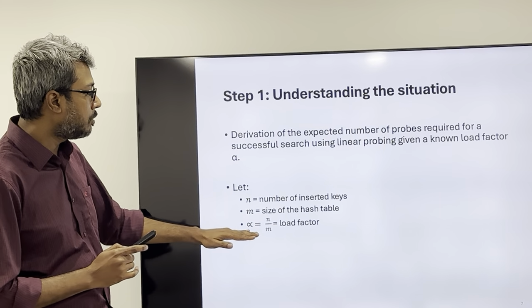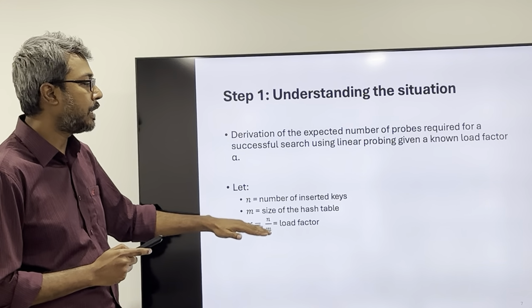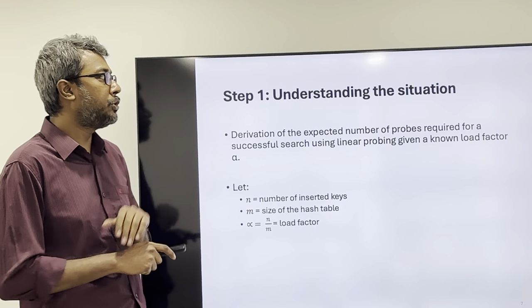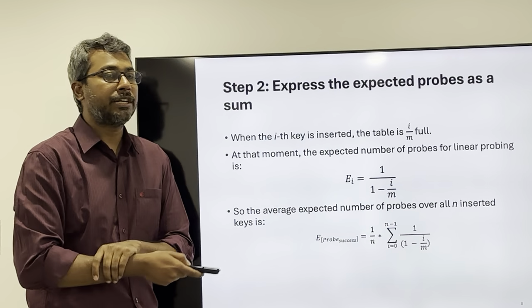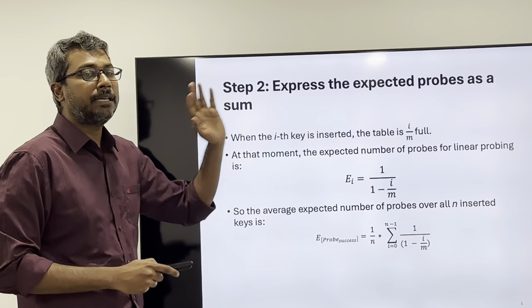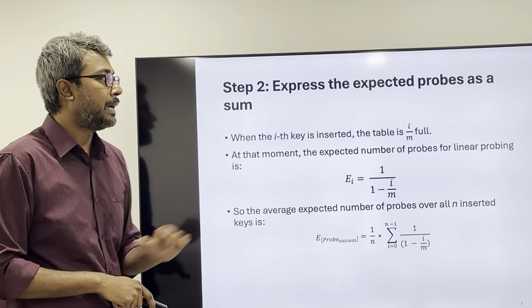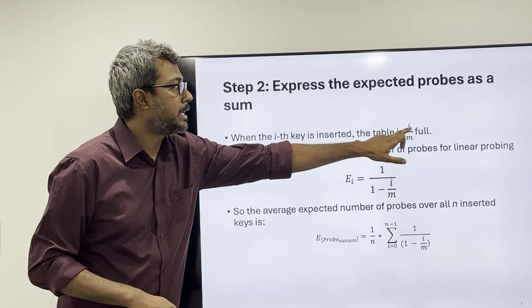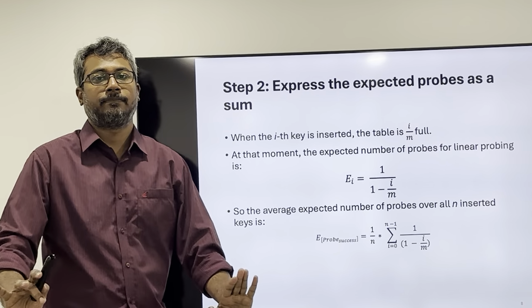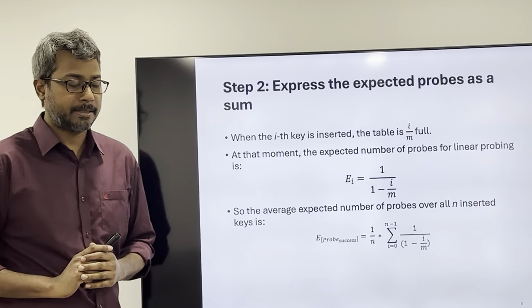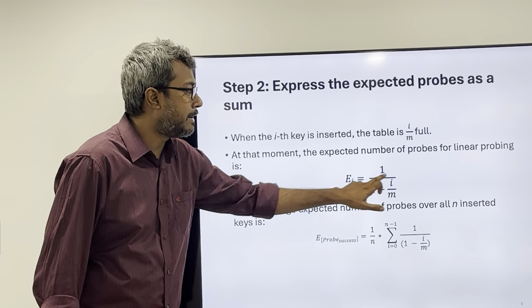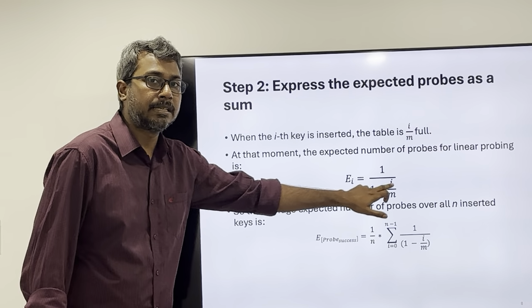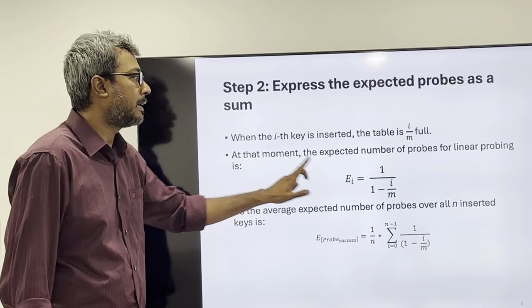Okay, and you know alpha is n by m. So these values are here. So now what we do is, suppose we are trying to insert the ith key, like third or fourth key. At that moment, the table is full i by m. Very simple. So for that, what is the expected probing that we need to do? Whatever value is available to do that. This is the calculation for one single element.